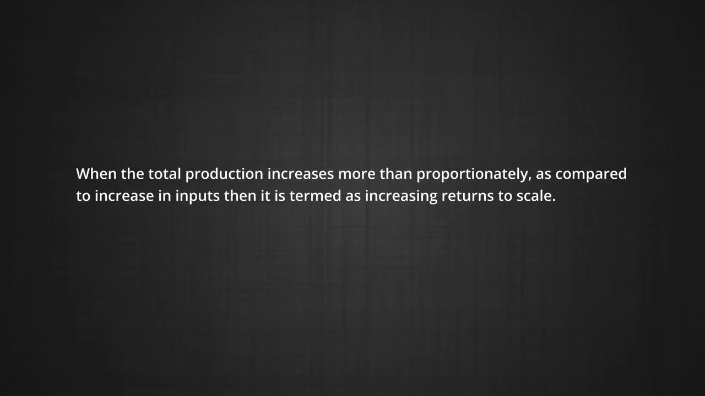When the total production increases more than proportionately as compared to the increase in inputs, then it is termed as increasing returns to scale. For example, if inputs are increased by 100% and the total product increases by 200%, then it would be termed increasing returns to scale. Increasing returns to scale represent increase in efficiency in the production process due to better division of work and the use of specialized machines.